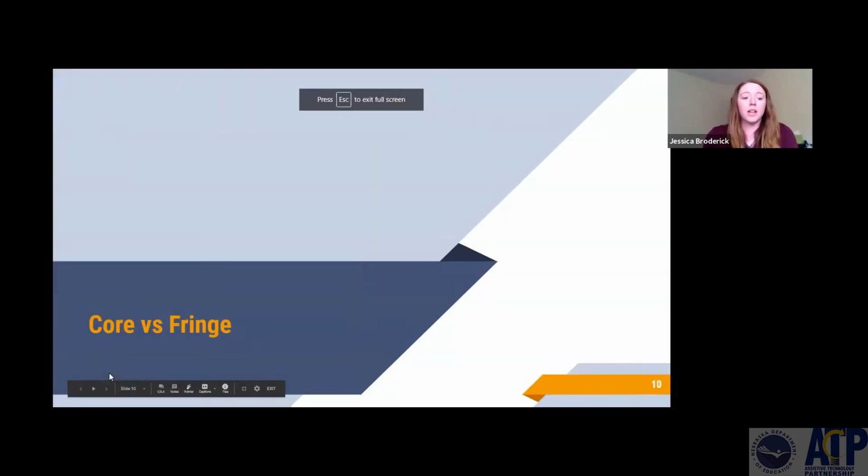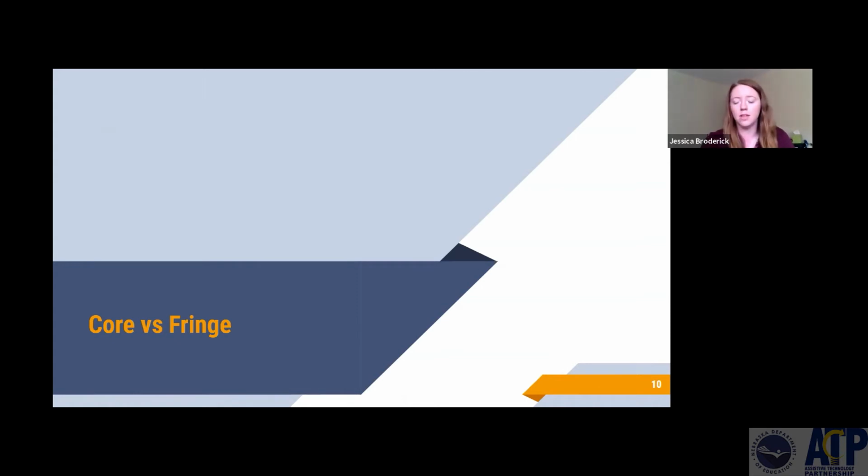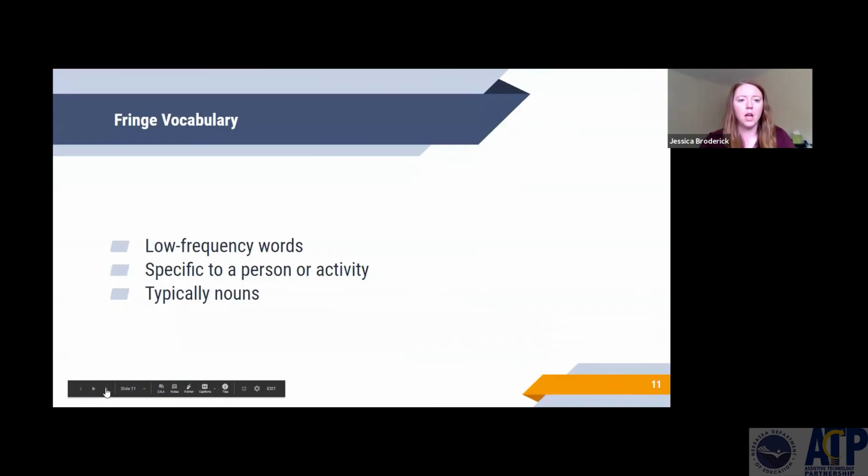Okay, so the other type of vocabulary we have in systems is called fringe vocabulary. When we talk about core vocabulary, that's all those high frequently occurring words that we just talked about. And then fringe vocabulary are more of the low frequency words. These are things that would be specific to that person or specific to an activity, and they are usually nouns. So that might be the name of Aunt Catherine. It might be Uncle John. It might be the dog's name. It might be things like that.